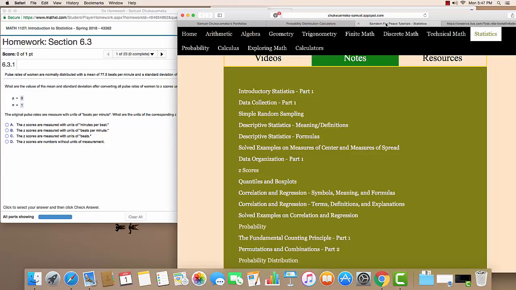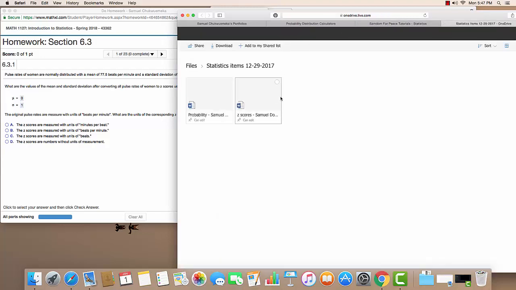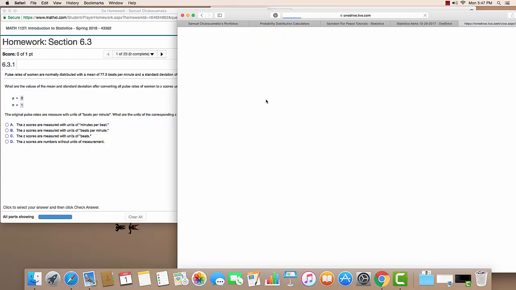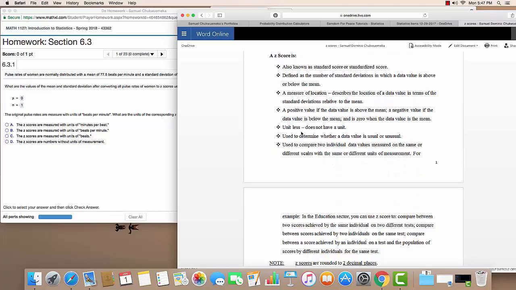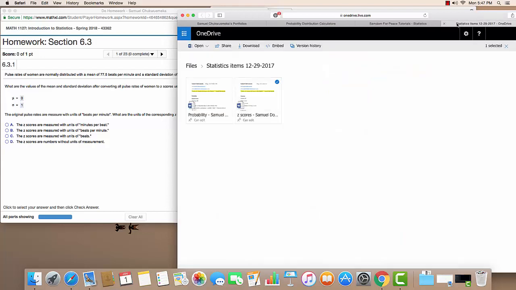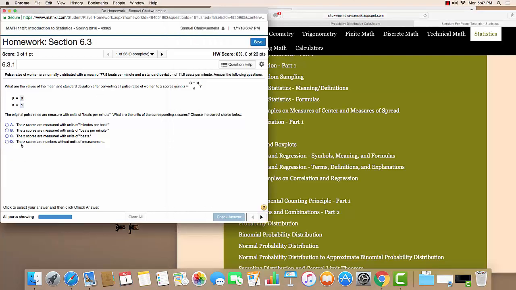The normal distribution is also here. If you look at the notes, you will see normal probability distribution. So it doesn't have any units. That's one of the characteristics of z-scores. It's unitless, does not have a unit. Okay, so it is highly recommended you have looked at all these. So z-scores are numbers without units. Yes.